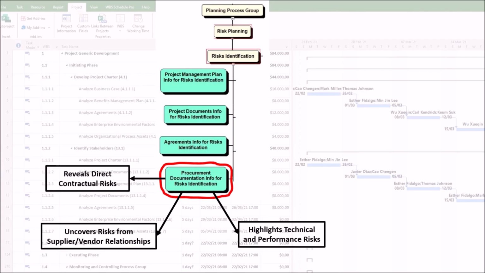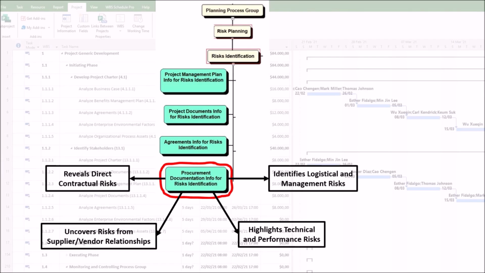The second relevant document addresses technical compliance. Will the procured item or service actually meet the technical specifications? This is a key performance risk. The last relevant document addresses integration risk. How will the procured component integrate with other parts of the project? Poorly defined interfaces in the documentation are a major technical risk.